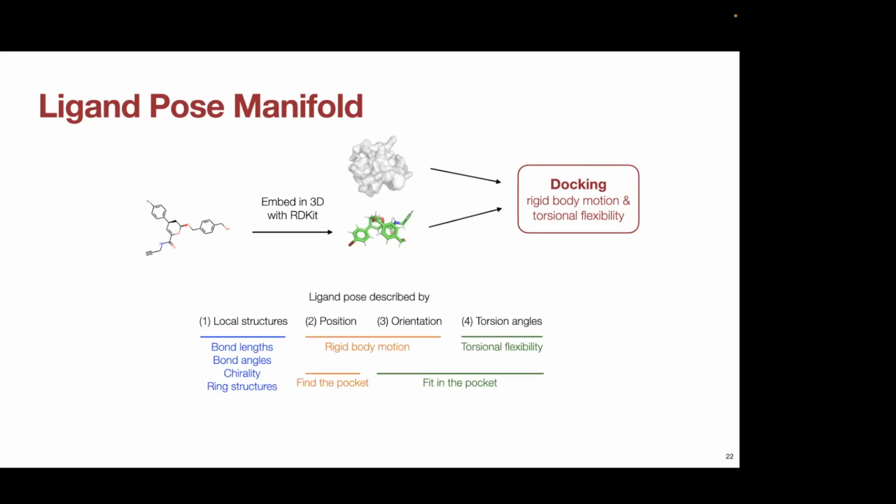This suggests that instead of thinking of a ligand pose as an element in 3-dimensional Euclidean space, we think of it as being described by 4 pieces of information. First are the local structures. So these are the bond lengths, angles, chirality, and ring structures, which are already well determined by RDKit to high accuracy, and we don't actually want to worry about them when we're trying to dock to the protein. And next we have the position and orientation of the ligand, as well as its torsion angles. These are the ones that we do want to determine with our diffusion generative model.